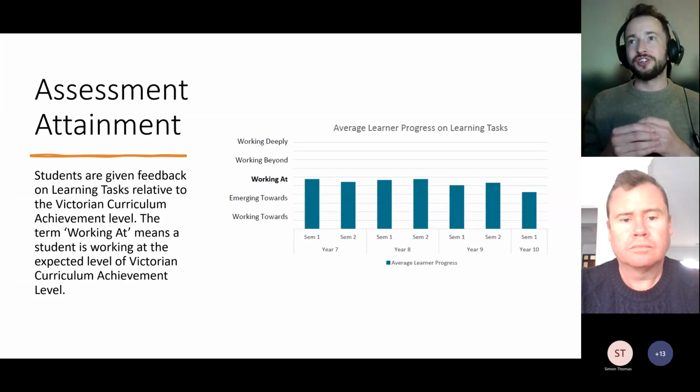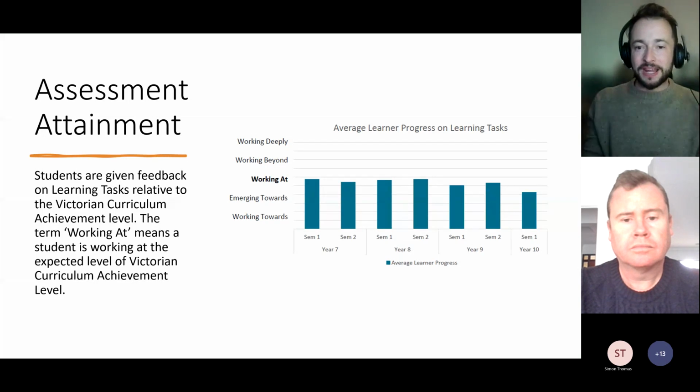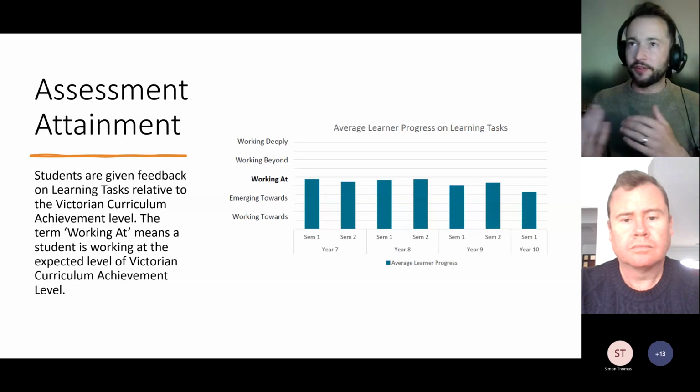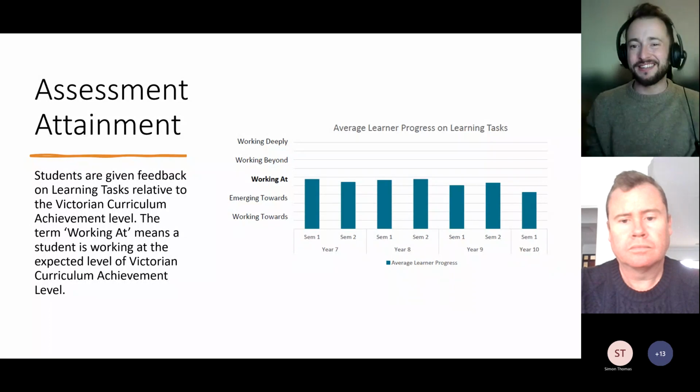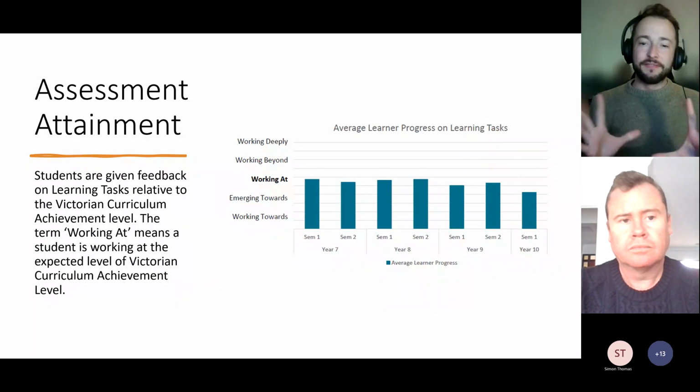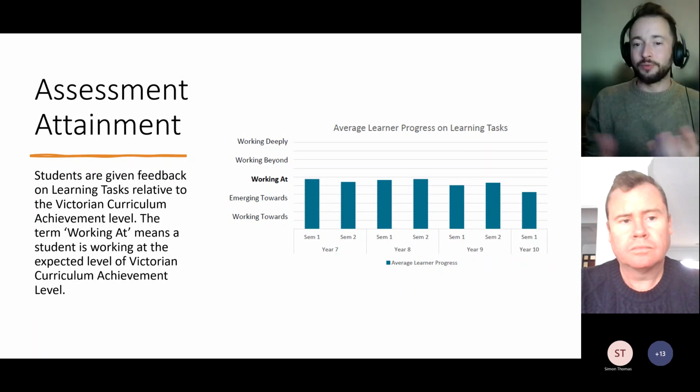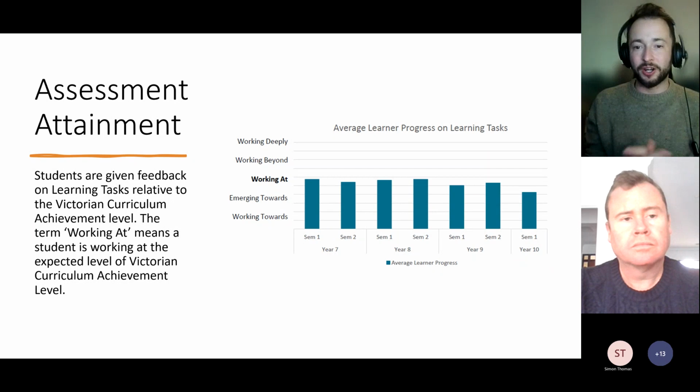So you can see that this student's journey has generally been one where they're meeting the expected level, but we've had some slight dips. You can see that at the start of year 9, they had a bit of a dip, and at the start of year 10, they've had a bit of a dip. So this is again a thing that you can discuss with your child at home.